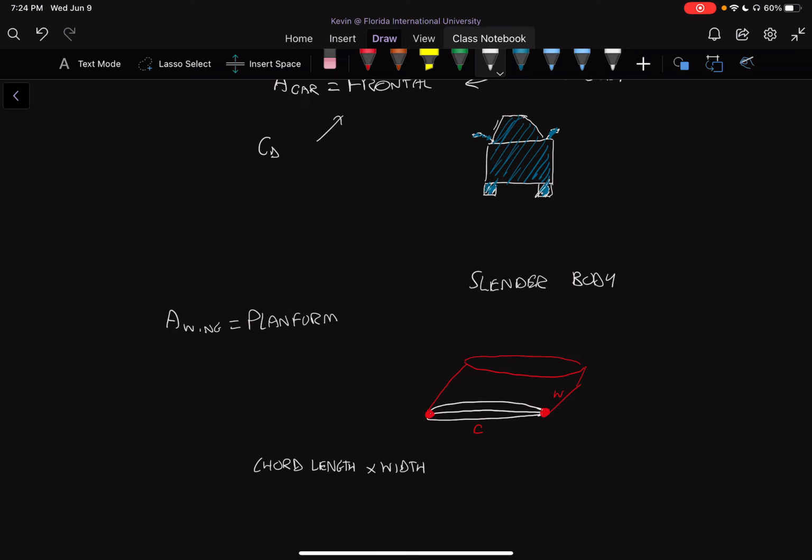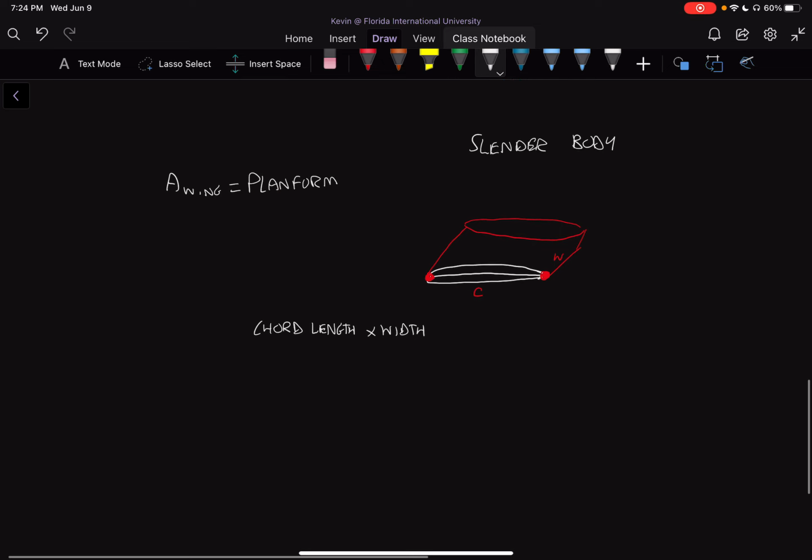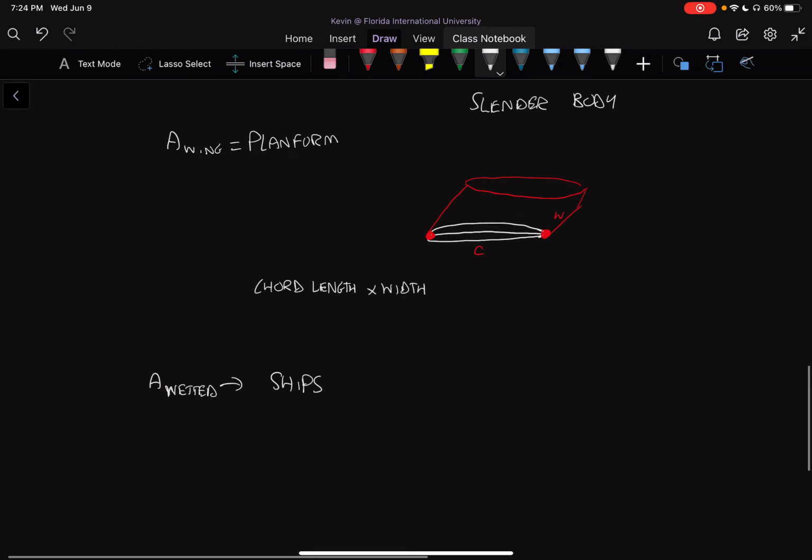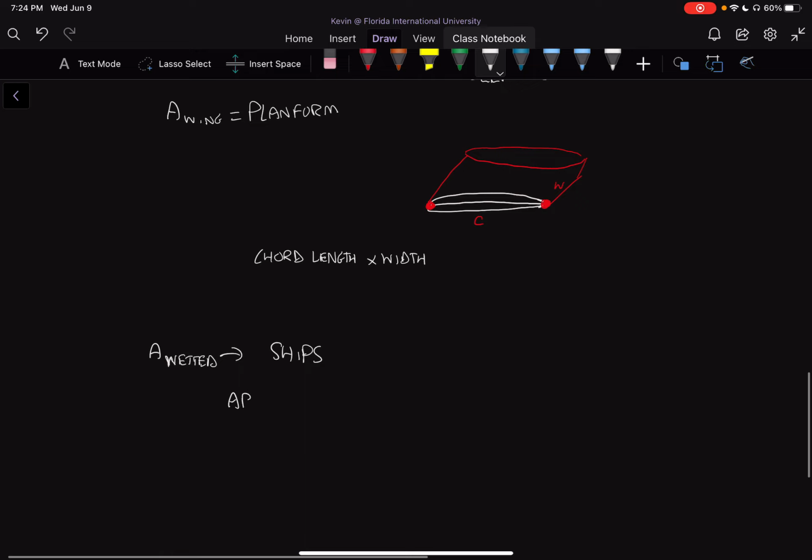Okay, now for anything that's submerged in water, we usually use a wetted area. So for ships, for example, we use a wetted area, and it's usually the area of the ship underwater. So it's the area of the ship underwater.